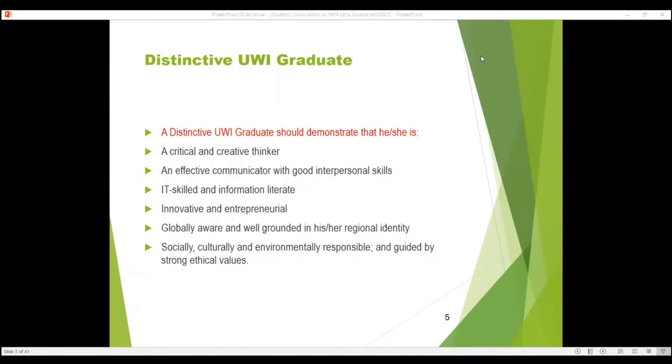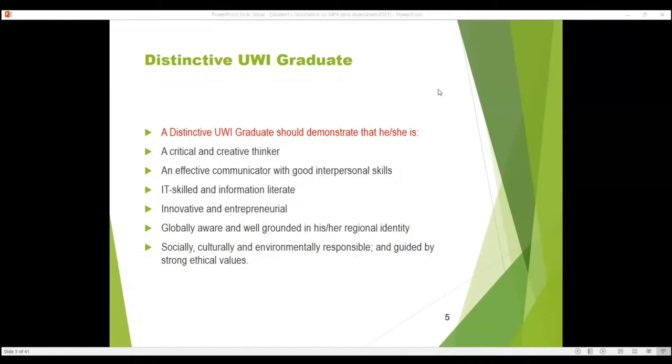Because when we say that, what I mean to say here is that once you are graduated from UE, you will be distinct from any other graduate in terms of what you will demonstrate. Your critical and creative thinking capability. Once we assure you that once you are graduated from the UE, you will be a good communicator. You will be knowing how to use IT, that is information technology. We expect that you will be innovative and entrepreneurial.